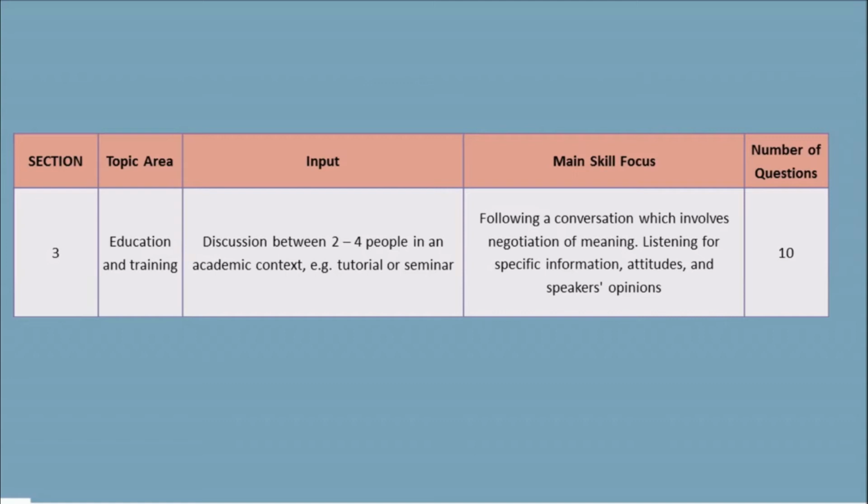The topic of section 3 is in the area of education and training. There is a dialogue in the form of a discussion between 2 to 4 people in an academic context, for example, a tutorial or seminar. The main skill is the ability to follow a conversation which involves negotiation of meaning.